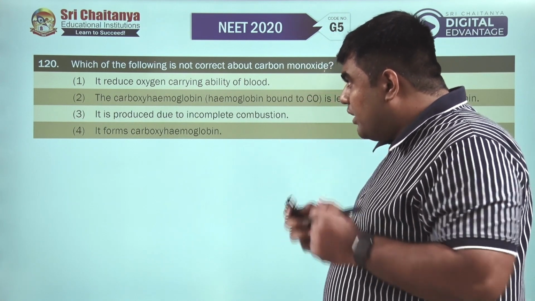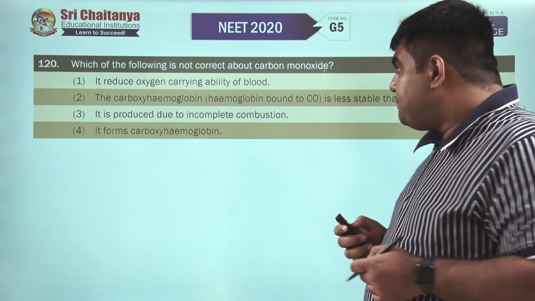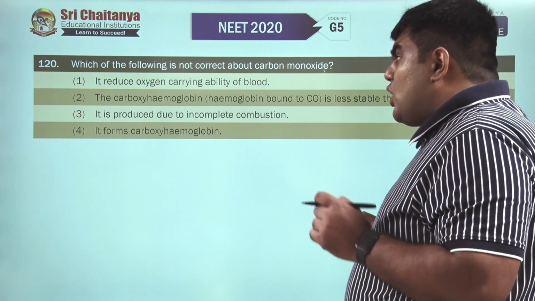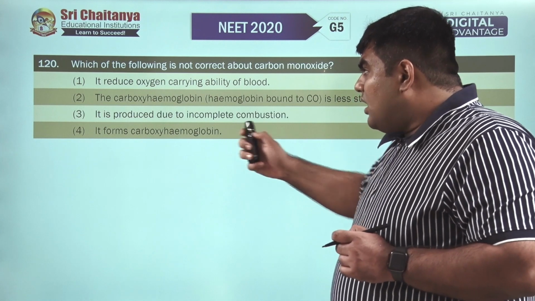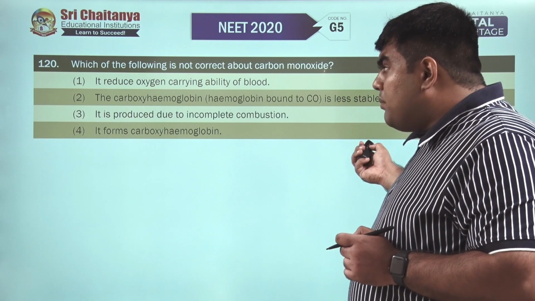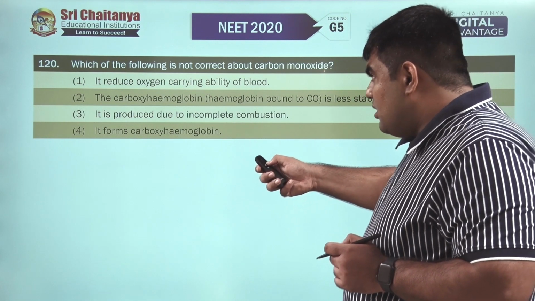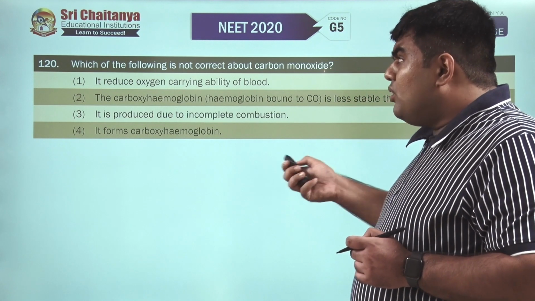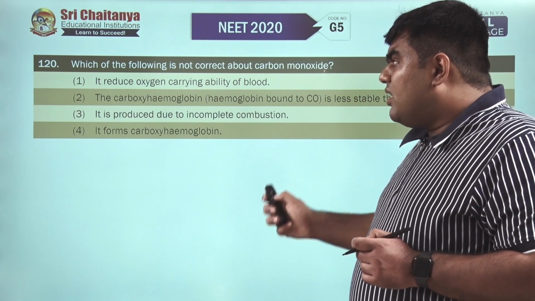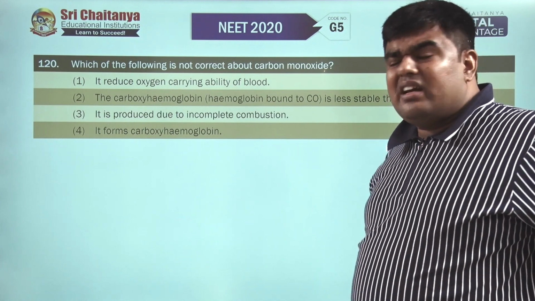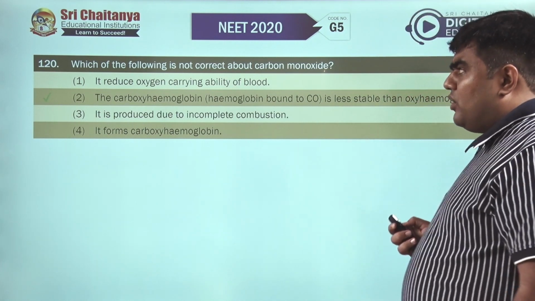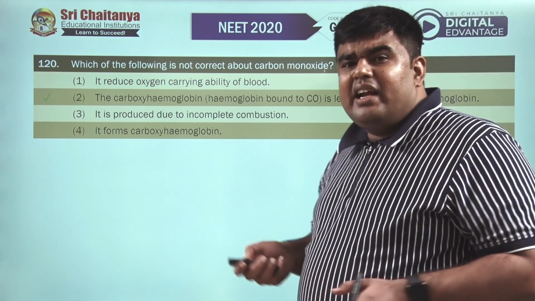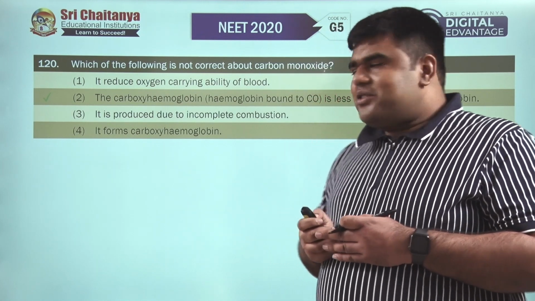So for question number 120, the second option is an incorrect option. Third, it is produced due to incomplete combustion. Yes, it forms carboxyhemoglobin. Yes. So out of 4 options, first, third and fourth are correct. Second is an incorrect statement about carbon monoxide. So for question number 120, it is the second option which is correct.